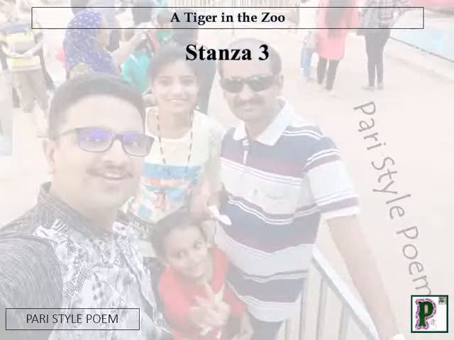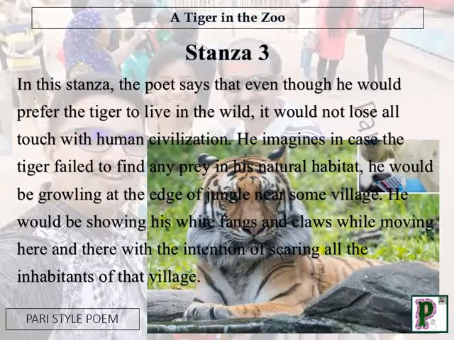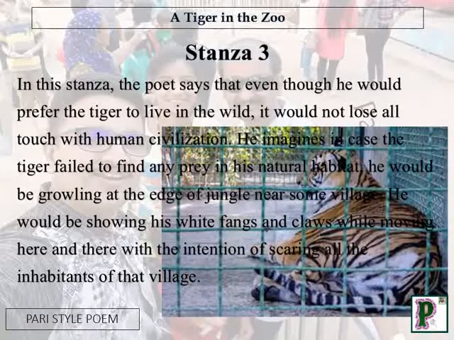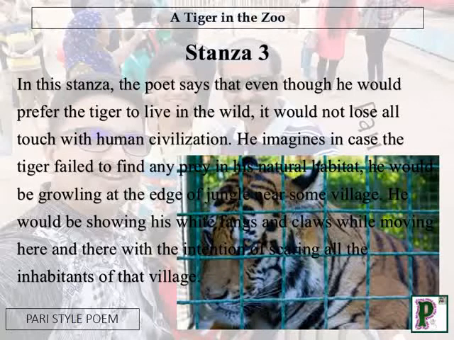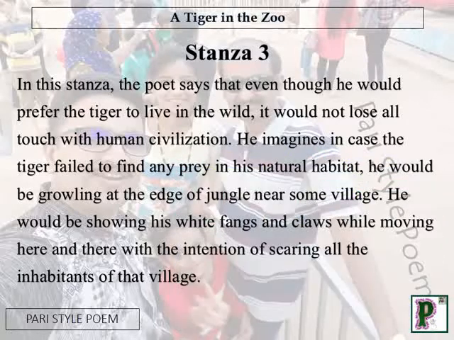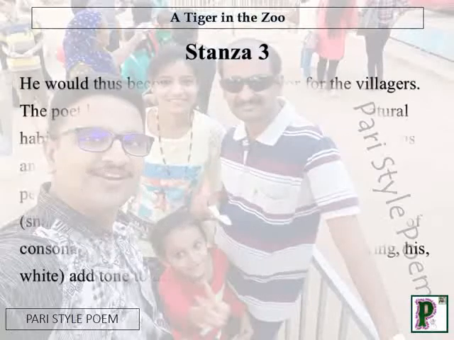Stanza 3. In this stanza, the poet says that even though he would prefer the tiger to live in the wild, it would not lose all touch with human civilization. He imagines that in case the tiger failed to find any prey in his natural habitat, he would be growling at the edge of the jungle near some village. He would be showing his white fangs and claws while moving here and there with the intention of scaring all the inhabitants of that village. He would thus become a cause of terror for the villagers.